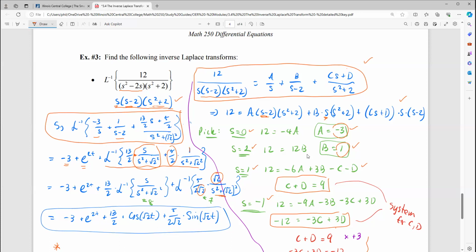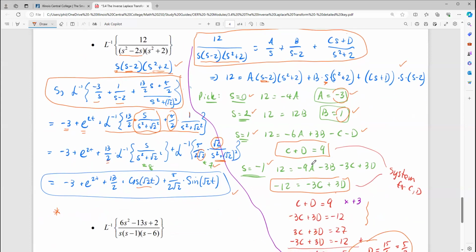And then this guy here is a number 7. So we have, again, the 13/2 moved outside. This is a cosine root 2t. And then the other one is a 5/2 root 2 sine root 2t. So this one's a little bit more work, a little bit more of a challenge. So here's another one for you to try. This is the last example to try. This one will be involving PFDs that are maybe not just case 1. So give that a go.